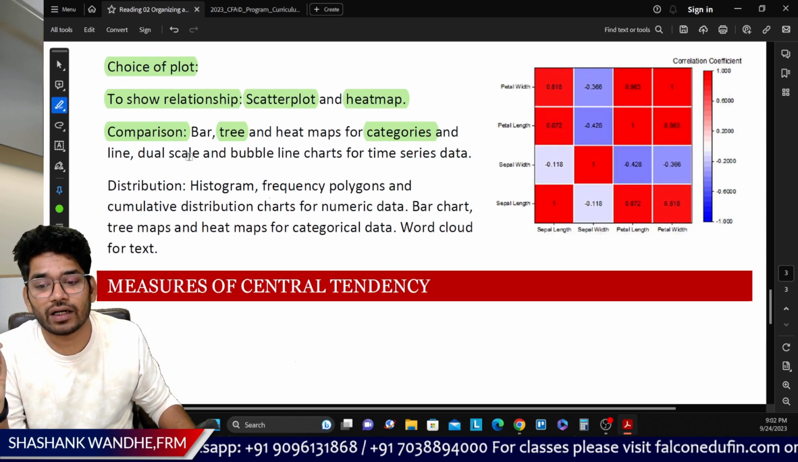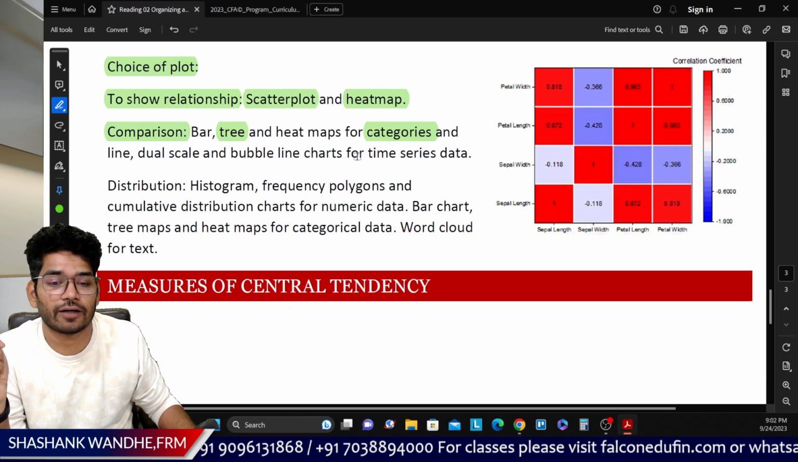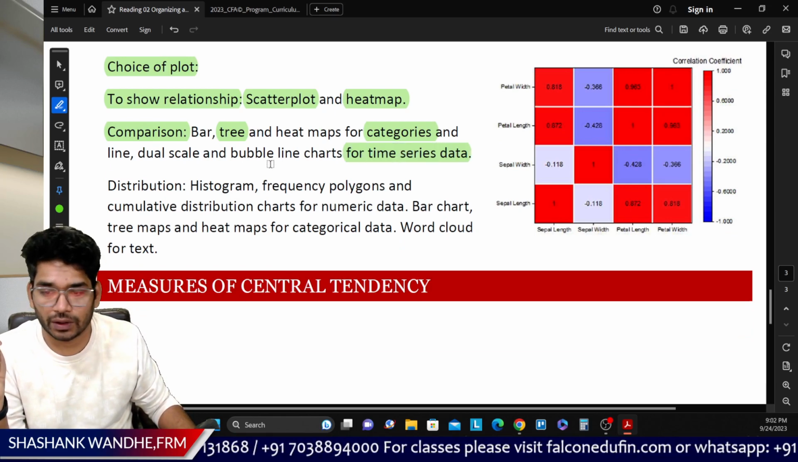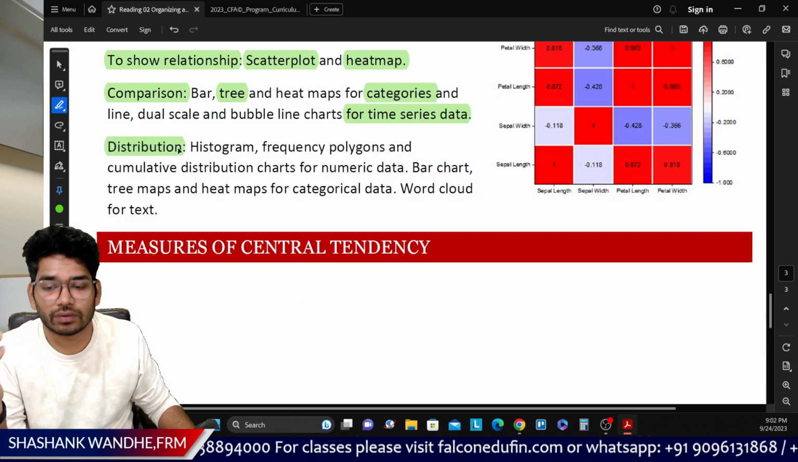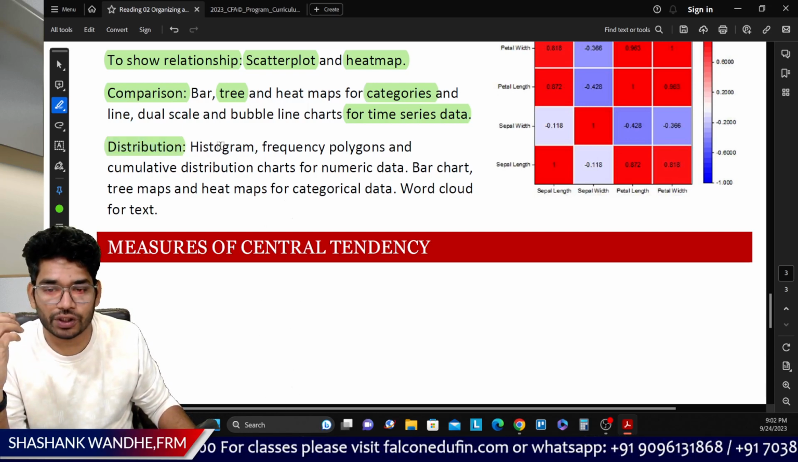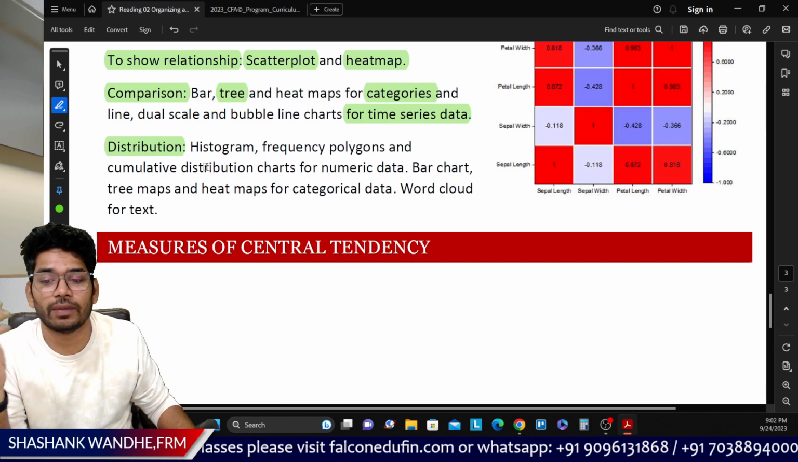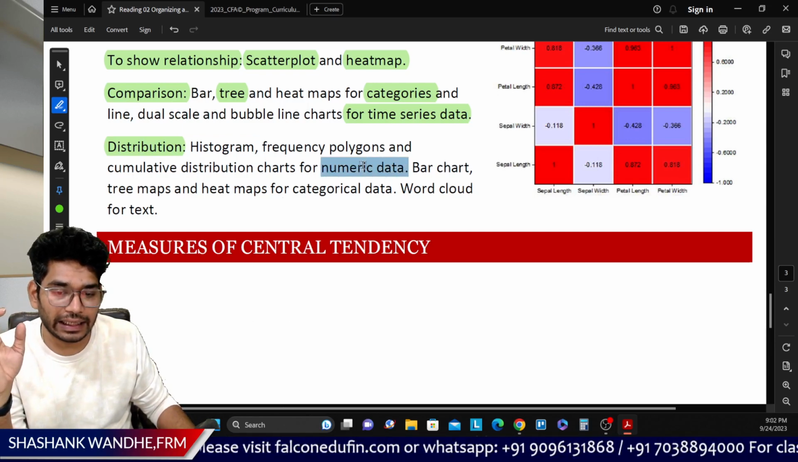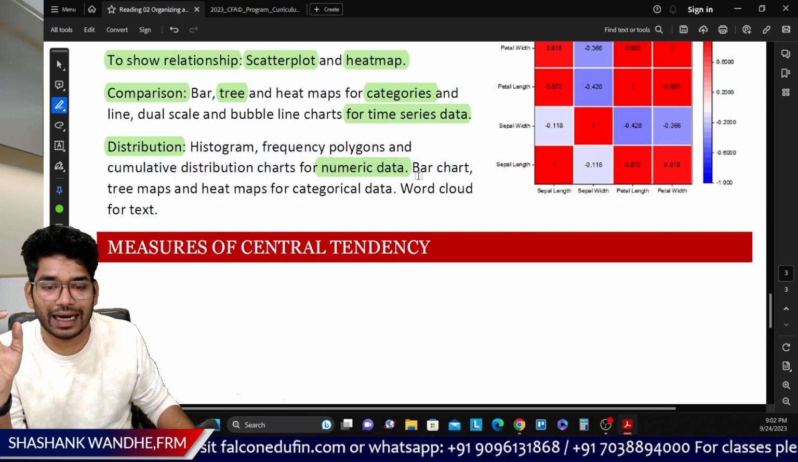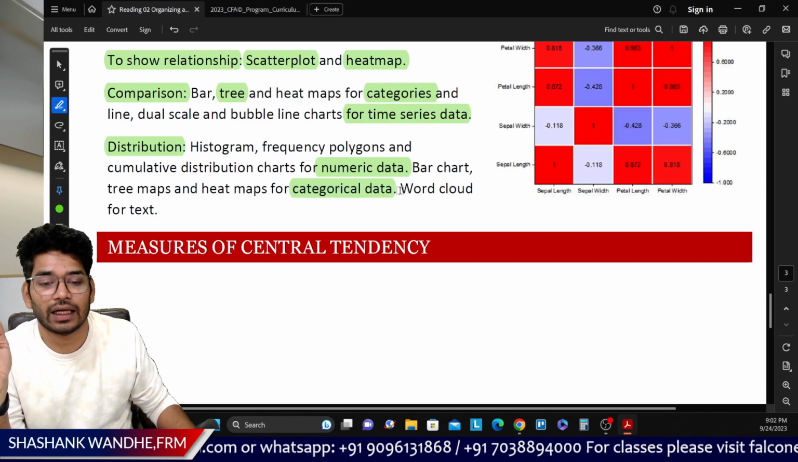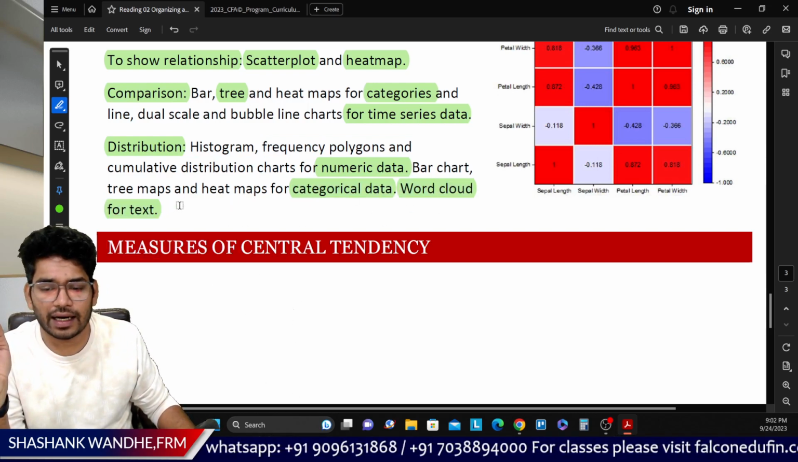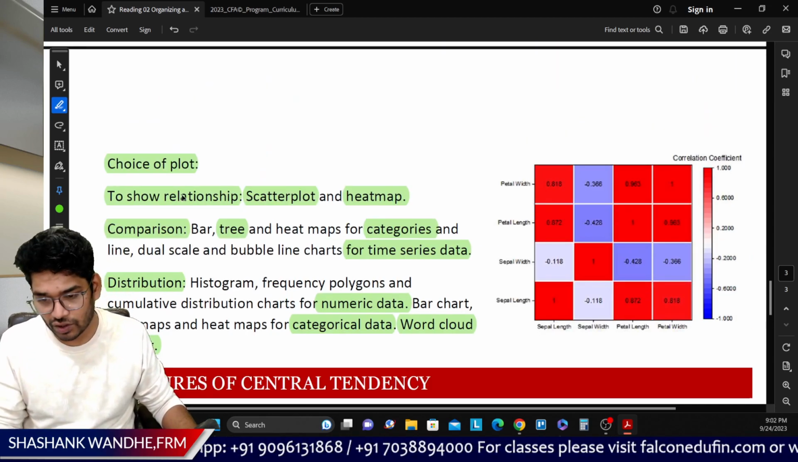And line, dual scale, and bubble line chart for time series data. Then for distributions, if you want to plot the distribution, we have the options: histogram, frequency polygon, and cumulative distribution chart for numerical data. And then bar chart, tree map, and heat map for categorical data. And then we have the word cloud for text analysis, to see the frequency of the text.